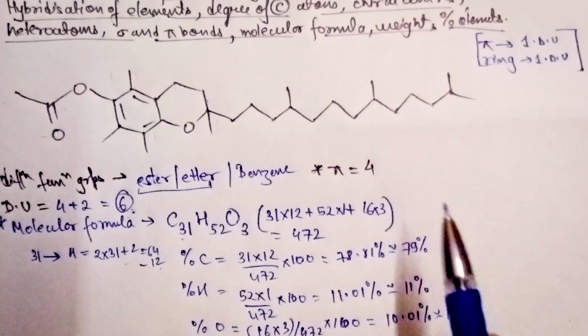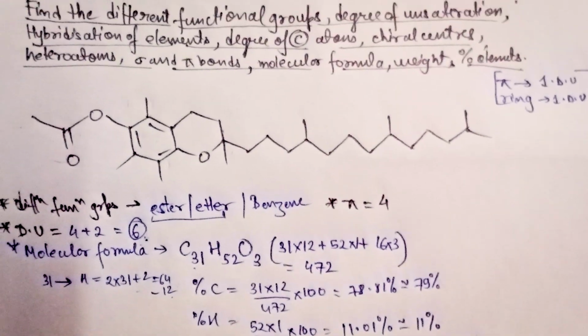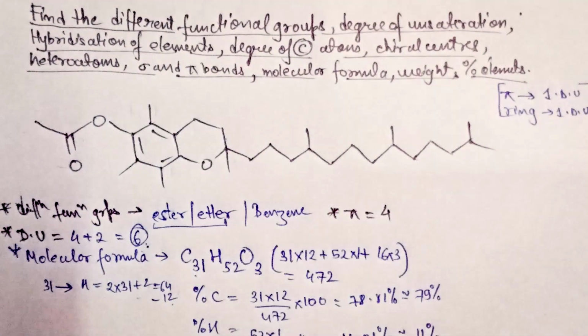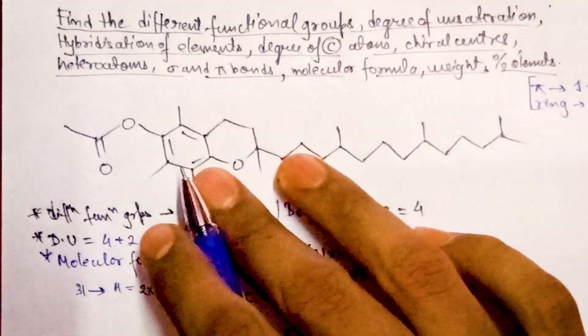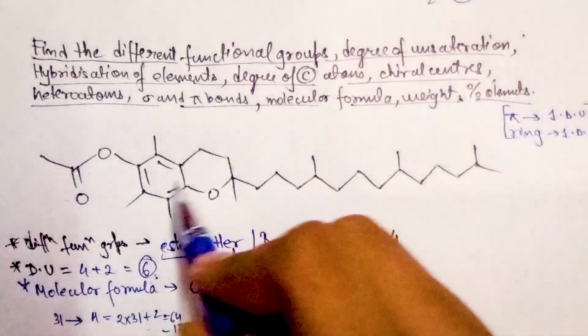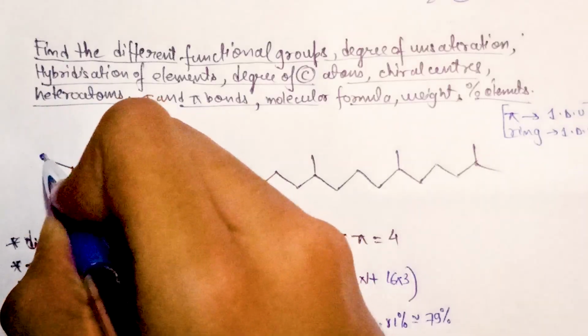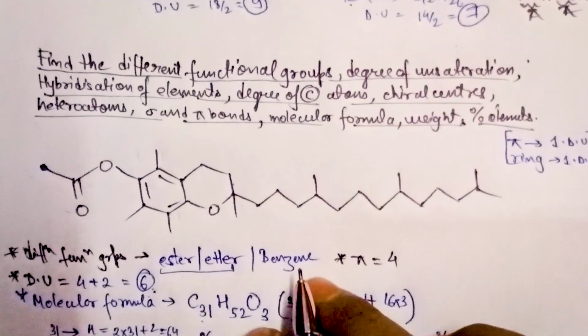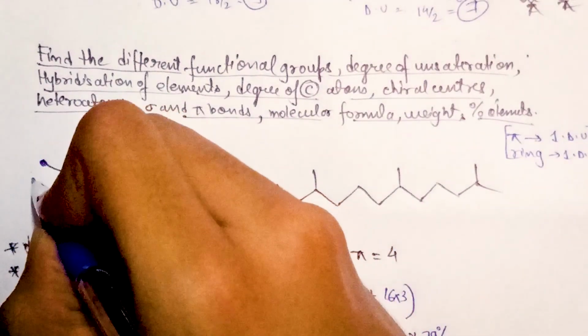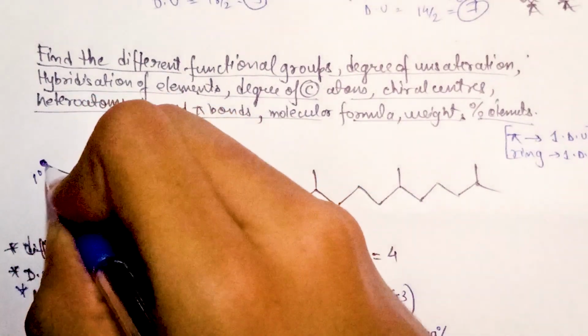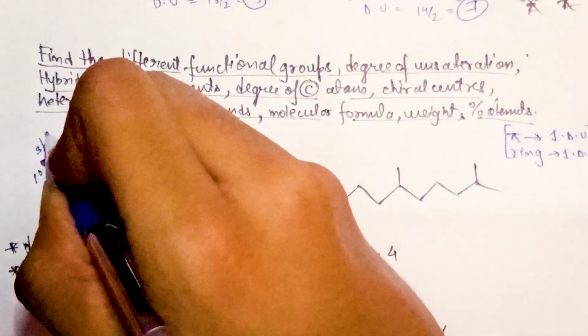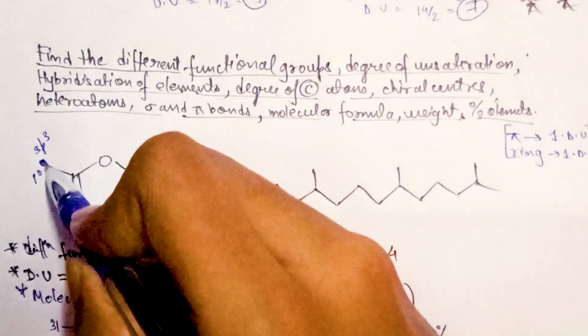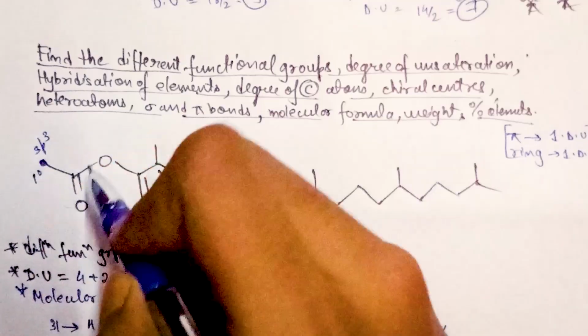Now let us comment upon the next question, finding the hybridization of elements. Let us find out the hybridization of these elements. Very clearly we can see, starting from the left, the leftmost carbon atom is a 1 degree carbon and has the hybridization sp3 because there is no lone pair or any pi bond present. It is an sp3 carbon.